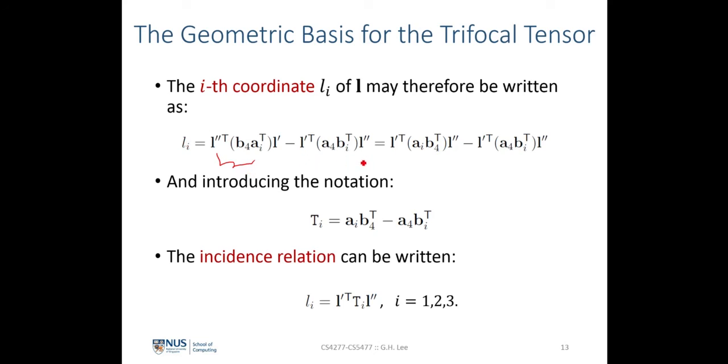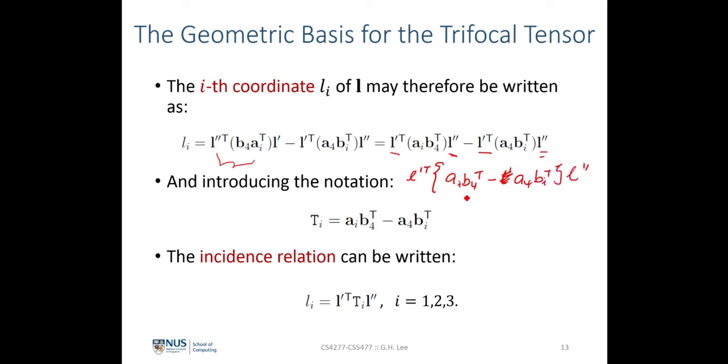Then we can see that we can rearrange this, because this is a dot product and it doesn't matter in which direction. We can simply swap the transpose and swap the place. Now we can see that L prime transpose always appears on the left side of the equation, and L double prime ends up on the right side. So we can simply factorize this out to get L prime transpose times (A_i B_4 transpose minus A_4 B_i transpose) times L double prime.